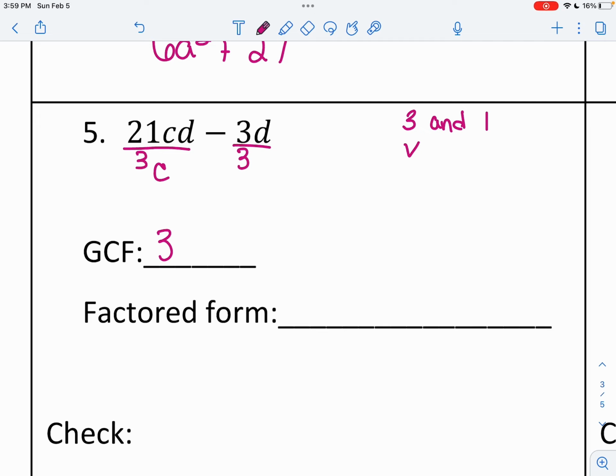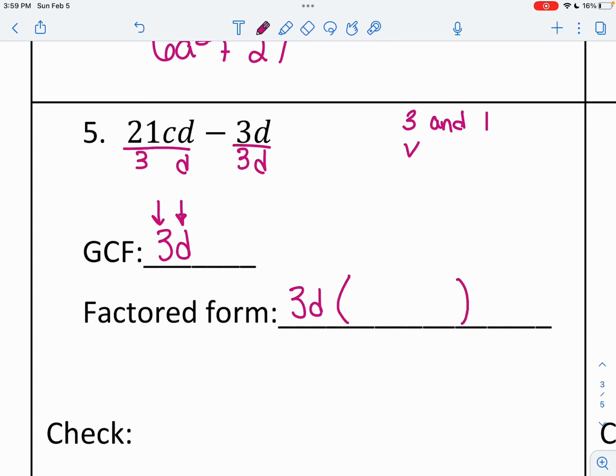Can both of these be divided by a C? This one can, this one cannot. So I cannot divide by a C. Can they both be divided by D? Yes, they can. They both have at least one D in them. So this time the GCF includes an integer, a coefficient, and a variable. So my GCF is a 3 and a D.